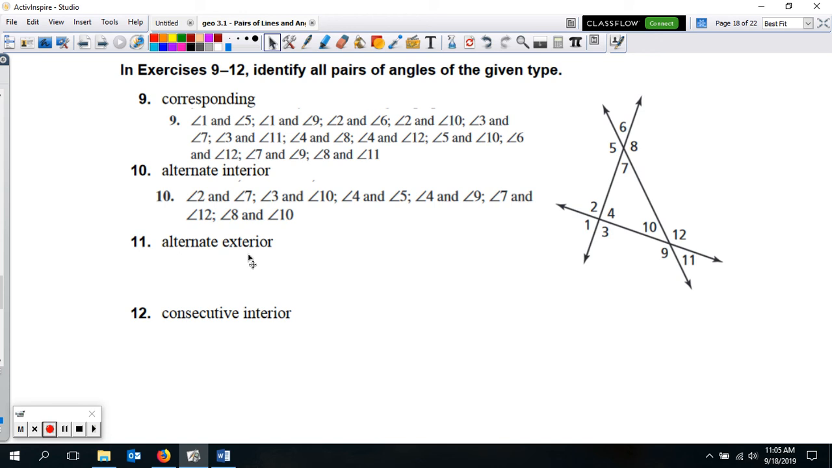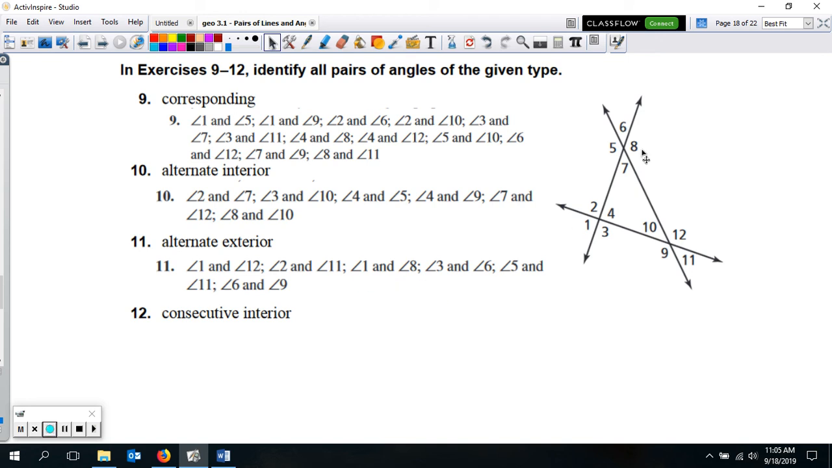All right, so let's check your answer for 11 now. All the alternate exterior, there should be 6 of them. So 1 and 12. So 1 on the outside here with 12 on the outside. Remember, they're alternates. They've got to be on opposite sides of this transversal going through these two intersections. And then 2 and 11. So 2 with 11 on that same intersection there.